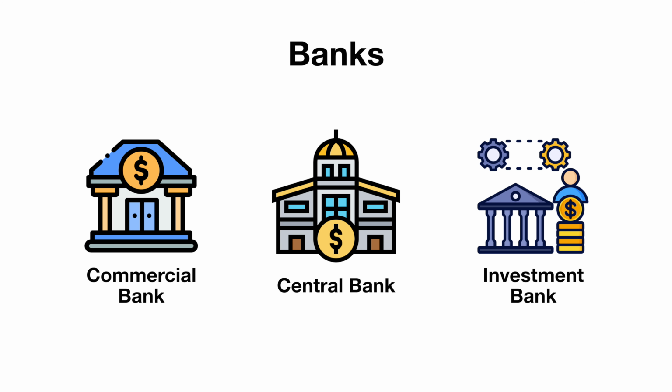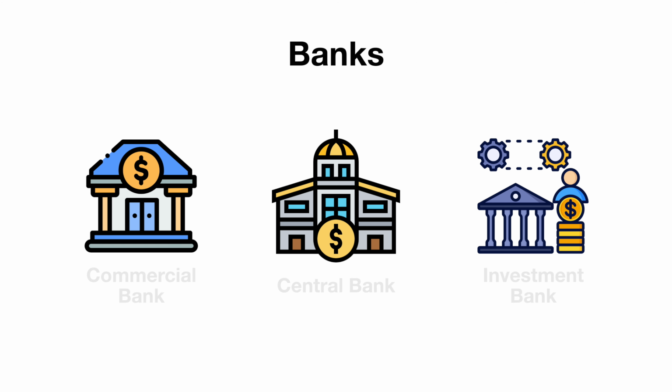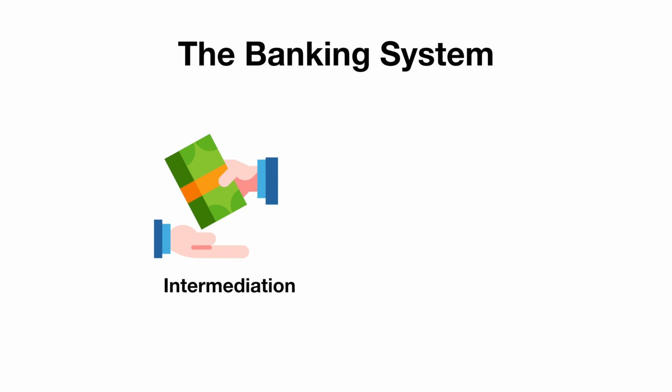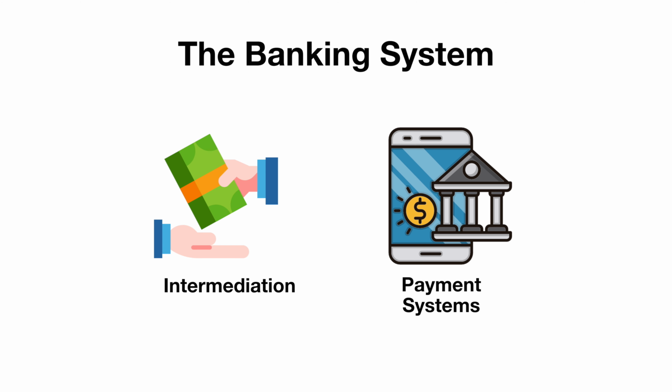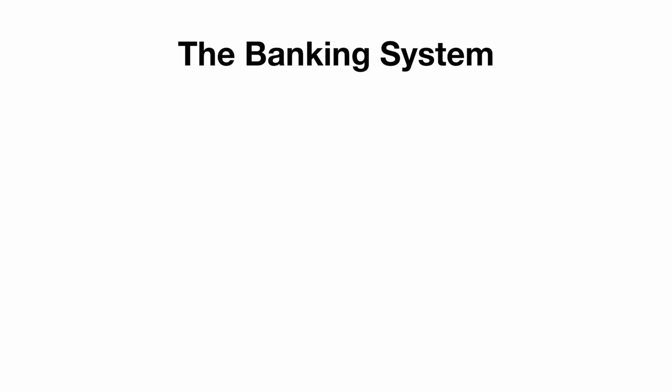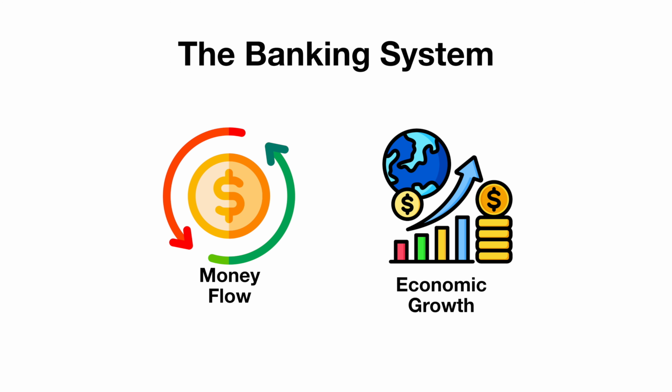Together, these banks form the backbone of the banking system, which performs key functions essential to the economy, including intermediation. Banks connect savers and borrowers, channeling funds from those with surplus capital to those who need it. Another key function is payment systems. They enable seamless transactions through tools like checks, electronic transfers, and payment cards, making commerce efficient and reliable. The banking system is more than just a network of institutions. It's a vital mechanism that powers the flow of money and supports economic growth.